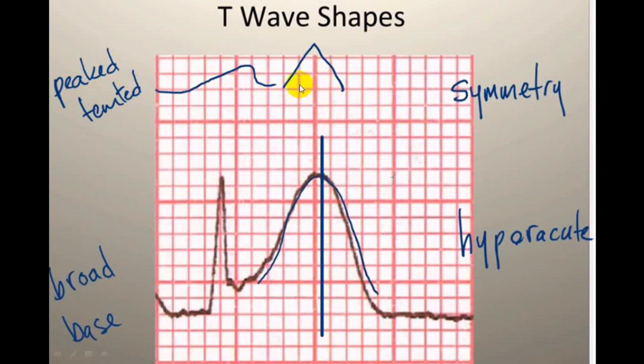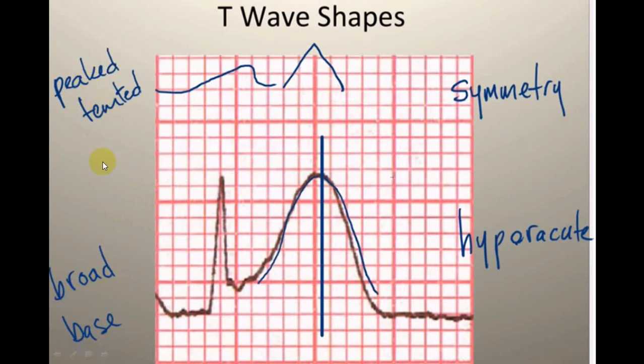But if you see a sharp upstroke with a sharp downstroke, and both are equal and it is pointed, we call that a peaked T wave. Whenever there is a peaked T wave, if this interval, that is the duration, is less than 4 small squares, we call it a short base or narrow base. And if it is longer, we call it a broad base.